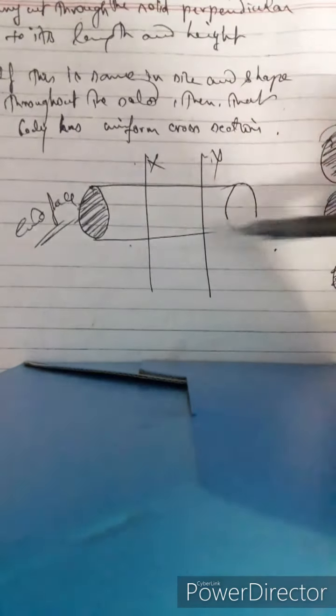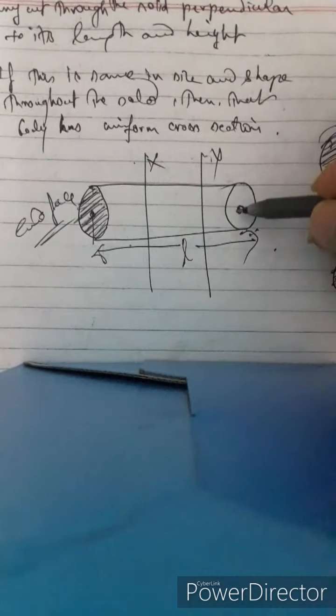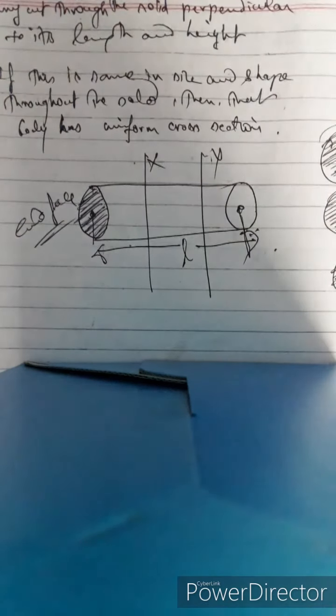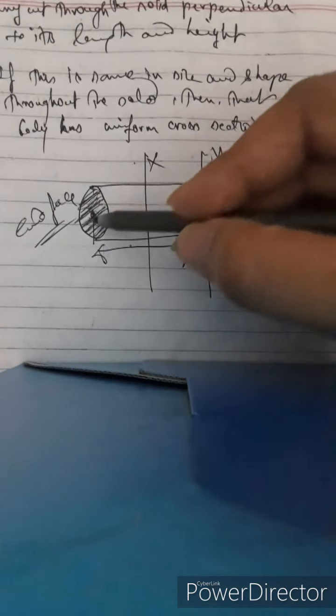I hope you will be more clear with this diagram which I have drawn. Suppose this is a cylinder. I'm sorry, it is a bit distorted, but take it as a uniform cylinder only. This is the end face of the cylinder. X and Y are cut perpendicular to the length of the cylinder. From here till here, this is the total length of the cylinder, and X and Y are cut perpendicular to the length. So the end face of the cylinder will look like this.